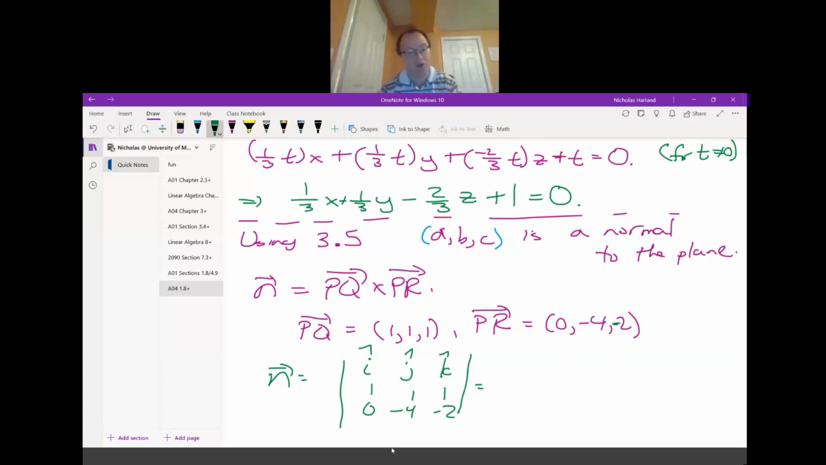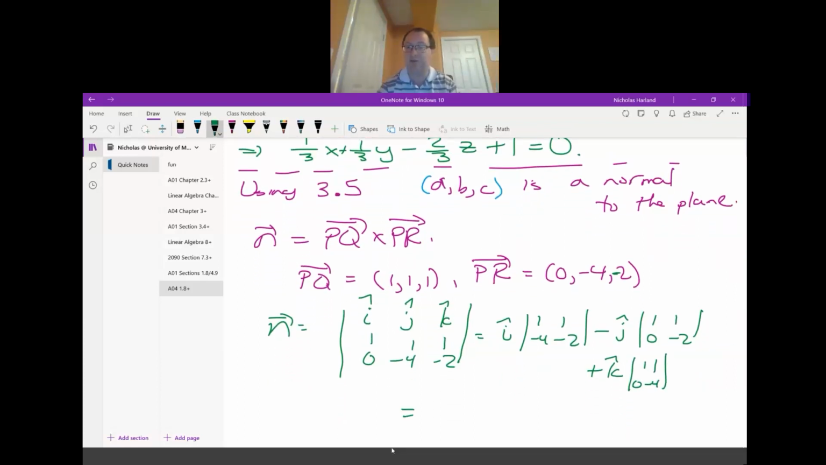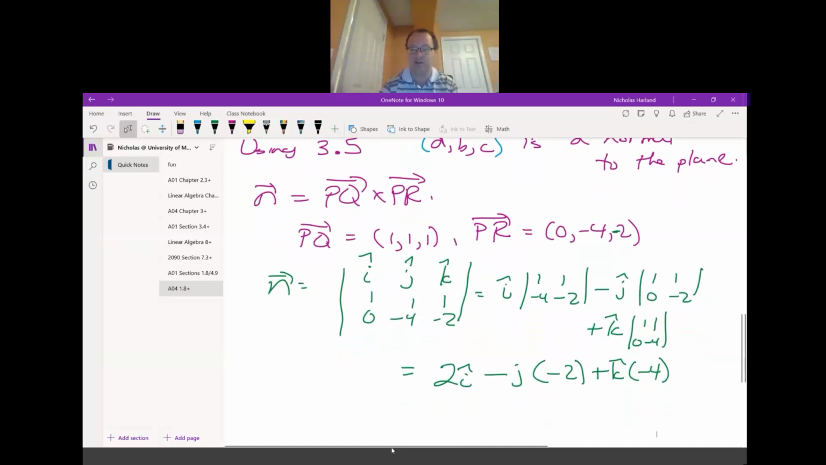And we can find 3 of them, not all 4 constants, of course. D still has to be dealt with in a different way, but we can find at least A, B, and C. So that's i times (1, 1; -4, -2), minus j times (1, 1; 0, -2), plus k times (1, 1; 0, -4). So that's -2 plus 4, that's 2i, minus j times -2, plus k times -4. In other words, we get 2, 2, negative 4. Which, as we always have done, we can check by taking the dot product with both of these vectors and verifying that they're both equal to 0.